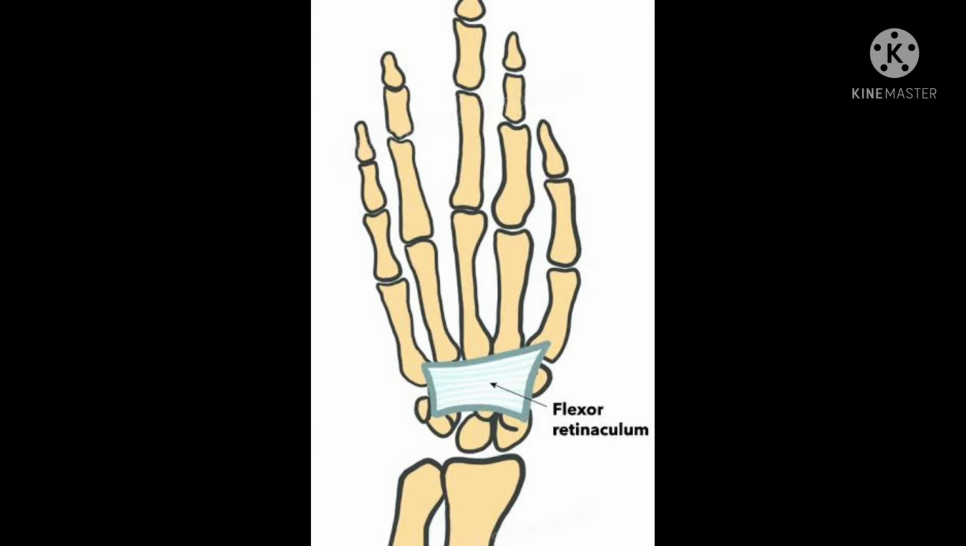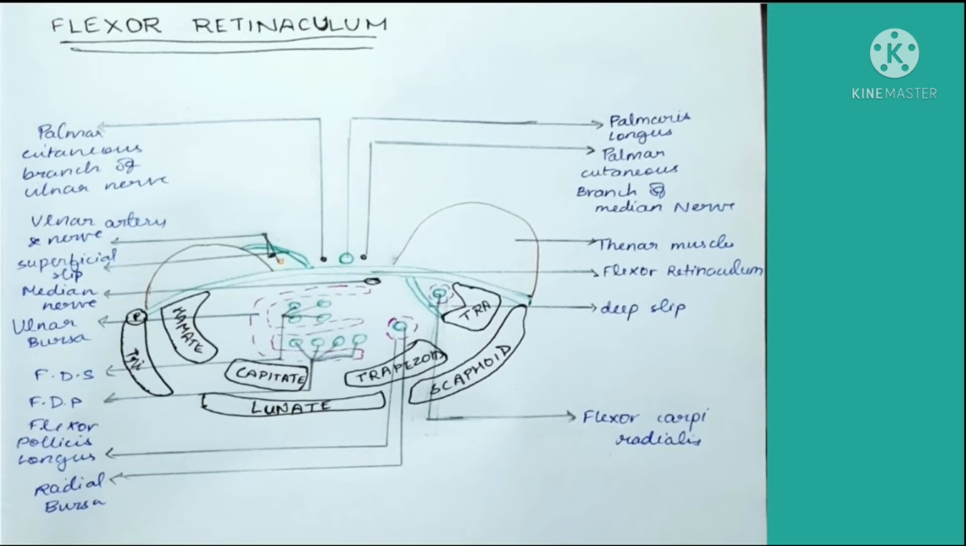Flexor retinaculum is a band-like structure which arches over the concavity of the carpal bones. So it forms a carpal tunnel through which many structures pass. There are also structures passing above the flexor retinaculum.